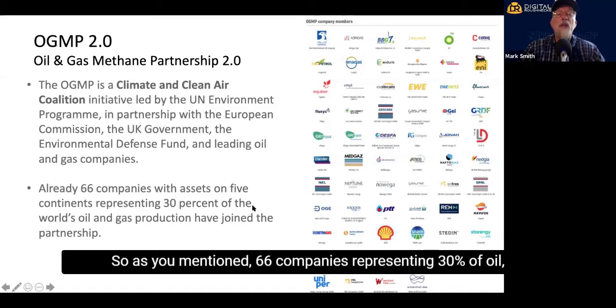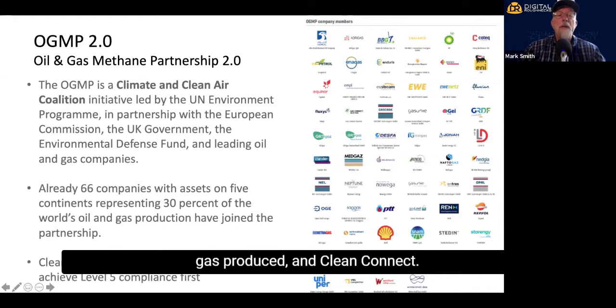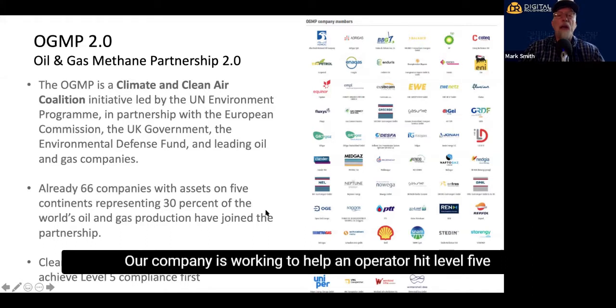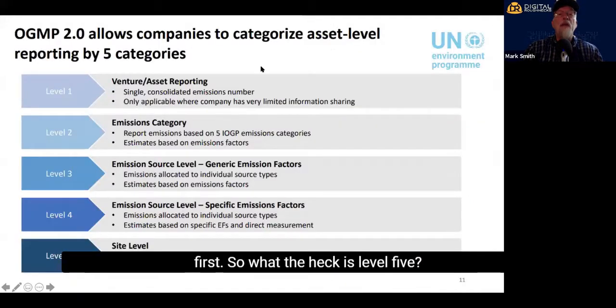So as you mentioned, 66 companies representing 30% of oil and gas produced. And yeah, Clean Connect, our company, is working to help an operator hit level 5 first. So what the heck is level 5?